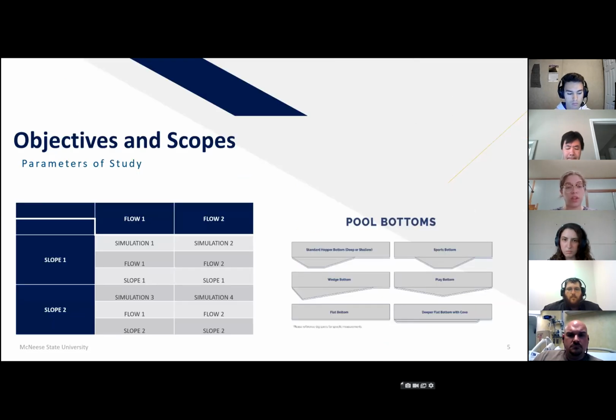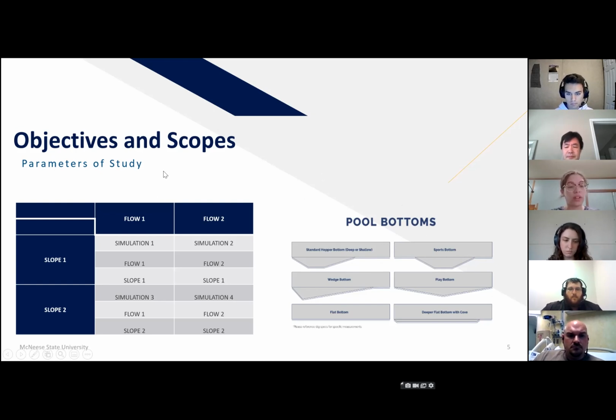Next, in our objectives and scope, we have our parameters of study. Shown below here on the right are 6 different kinds of bottoms that can be designed in a pool. For this project, however, we focused on the left, top, and middle pools seen here, called the standard hopper bottom and the wedge bottom design. These 2 pool bottoms are called slope 1 and slope 2, shown here on the matrix on the left.